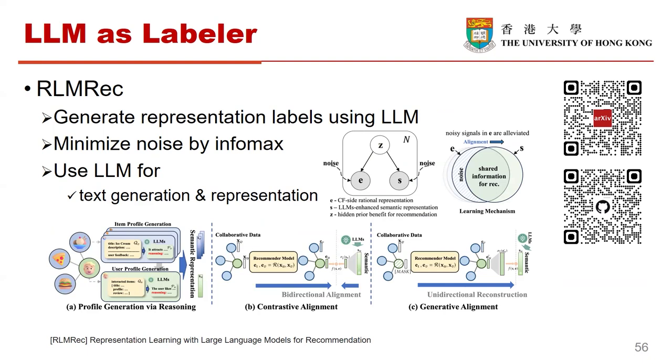This process mainly involves user and item profile generation, and the generated representations for these profiles are then aligned with the traditional GNN-based encoders through mutual information maximization. This method aims at minimizing the noise in both the textual view and the graph view.